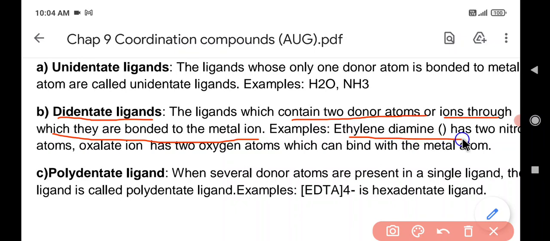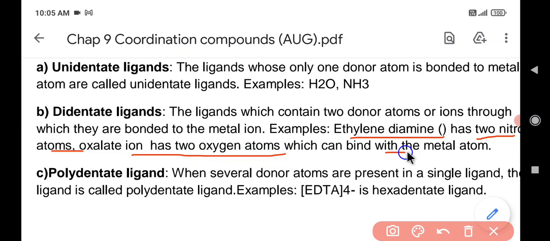See, ethylene diamine actually has two donor sites, so it is called a didentate or bidentate ligand. That is, it has two nitrogen atoms. Oxalate ion has two oxygen atoms which can bind with the metal ion. So just remember, if a ligand is able to bind with two nitrogen atoms, then it is called a bidentate ligand. If it is able to bind with two oxygens, as in the case of oxalate ion, that is also an example of a bidentate ligand.